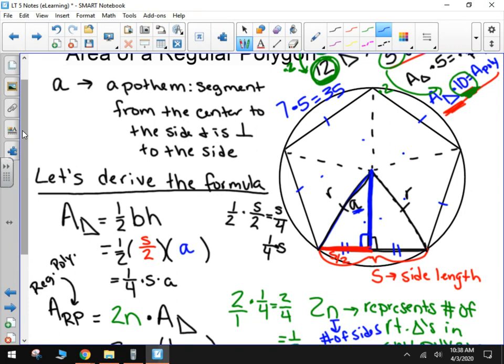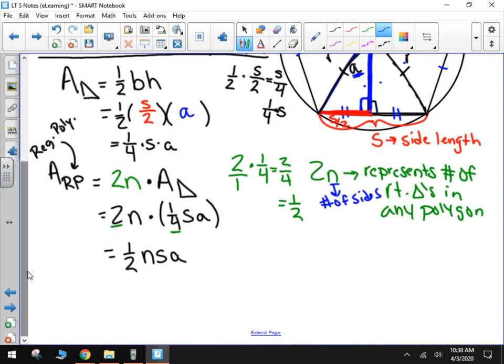What that gives me is the perimeter. So when I see in a formula that I have the number of sides times the side length, that is going to be perimeter. The perimeter of a polygon, all I have to do is take the number of sides I have, n, and multiply it by the side length.